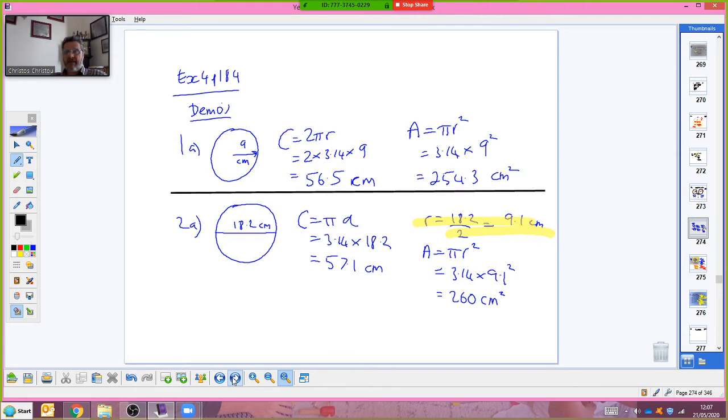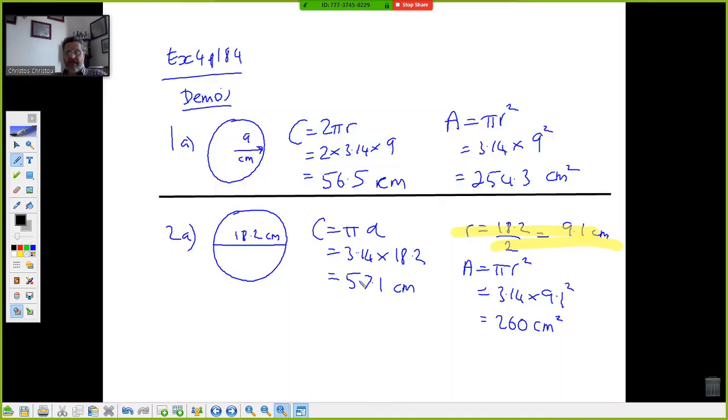There's just 2 demos I did, again taken from the book. I've been given a 9 centimetre, let's go large, shall we? I've been given a 9 centimetre radius, 2 pi r, there's your circumference. Work out the area as well, pi times radius squared, there's your answer. Please note the units are different.